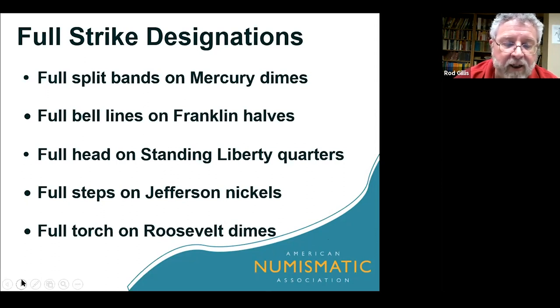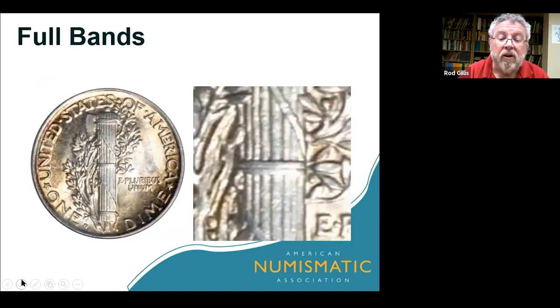And I have five examples. Full split bands on the reverse of Mercury dimes, full bell lines on Franklin halves, full head on the standing Liberty quarters, full steps on Jefferson nickels, and a full torch on Roosevelt dimes. These coins, by definition, are fully well-struck coins. You're not going to have a weakly struck coin that will be able to show you what I'm going to show you now.